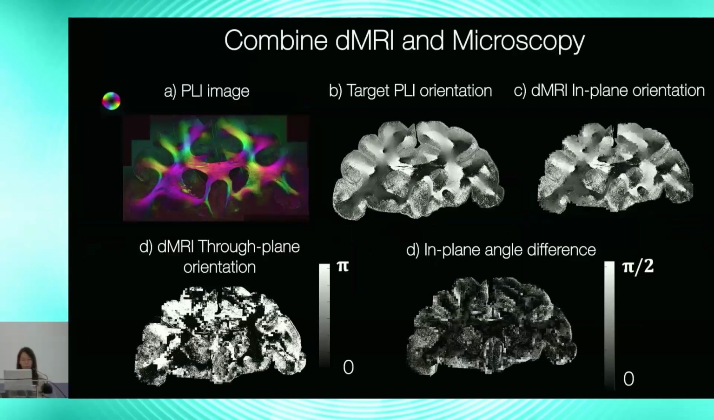So here is an example slice, and we can see PLI gives us the orientations shown in subplots B and A. And for diffusion MRI, when we decompose into in-plane and through-plane, we can also get two maps. So we can compare the diffusion in-plane orientation with the PLI orientations. By comparing these angle differences, we can see the values were quite low, which means they align quite well. They are quite consistent. So we then combine the diffusion through-plane, which is subplot D, with the target PLI orientations, from which we get the 3D orientations.